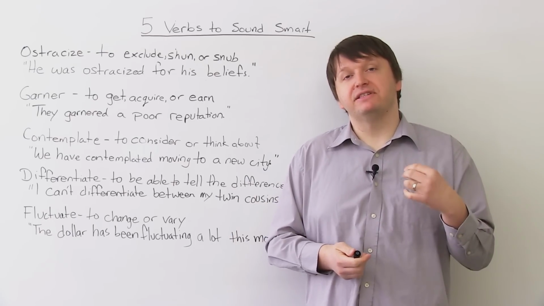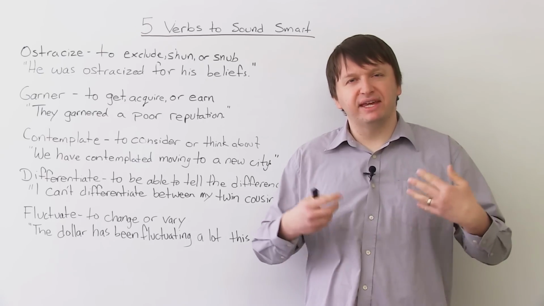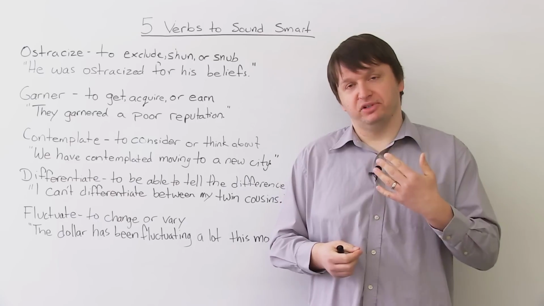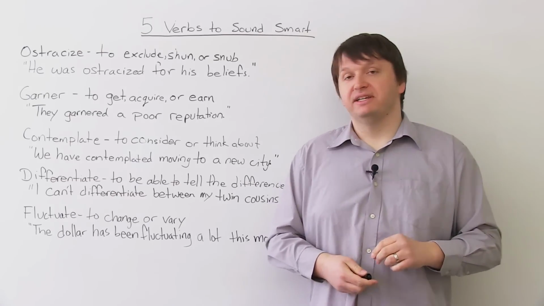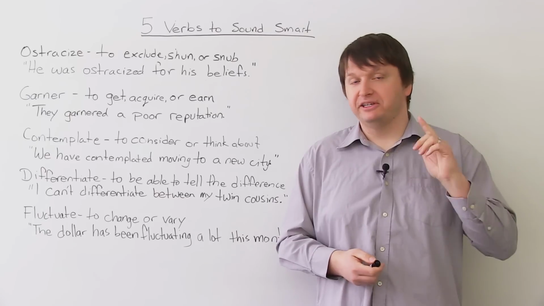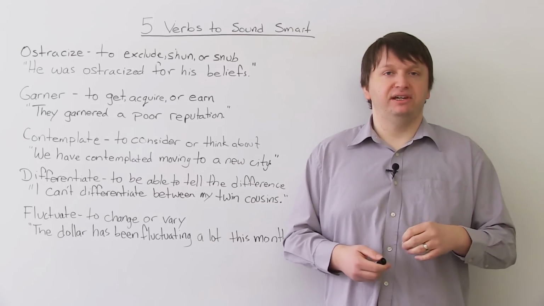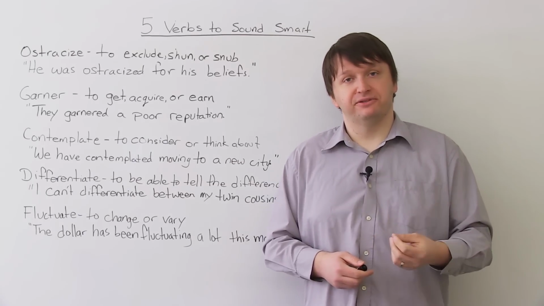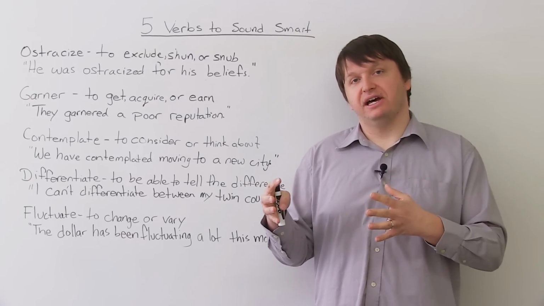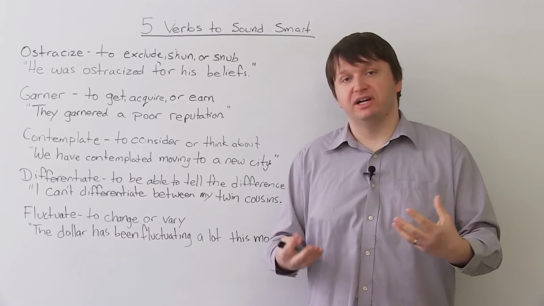So if you're having a difficult time making a decision, or it takes you a long time to think about the process of decision making, you can use the word contemplate, okay? Next one is differentiate. So you might already see the word or hear the word difference in this word. Differentiate is the verb form of difference. So to be able to tell the difference, you can differentiate between two or more things or people or objects.